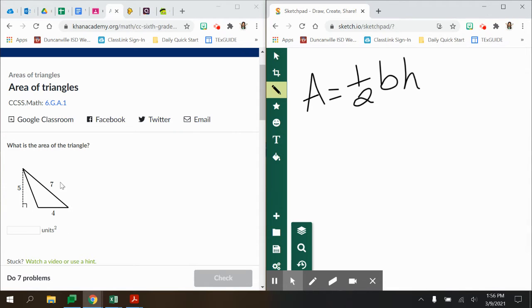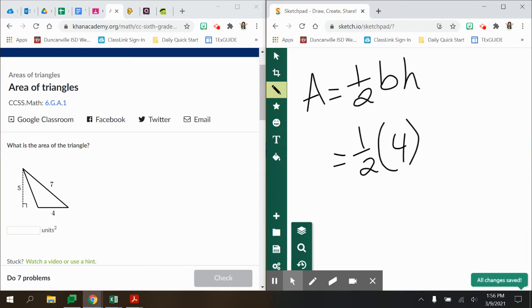Now, here's my first triangle that I have. In this triangle, I need two numbers. I need my base and I need my height. Your base is always your bottom. So my base in this number is going to be 4. So I'm going to start my labeling. So it equals 1/2. My base is 4 in this problem.